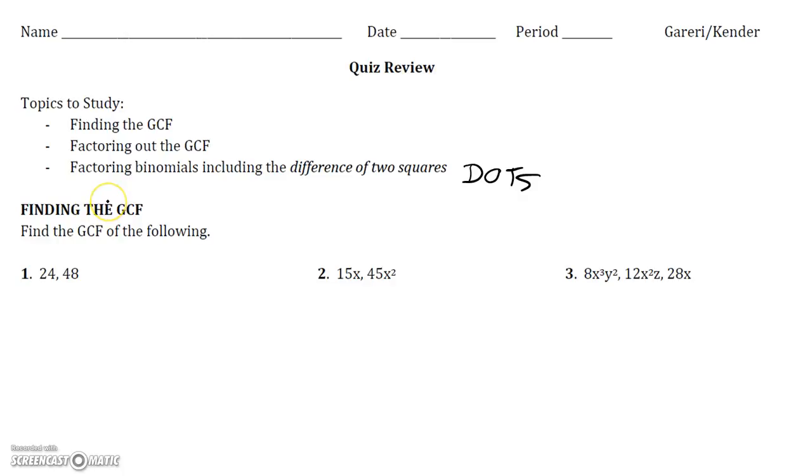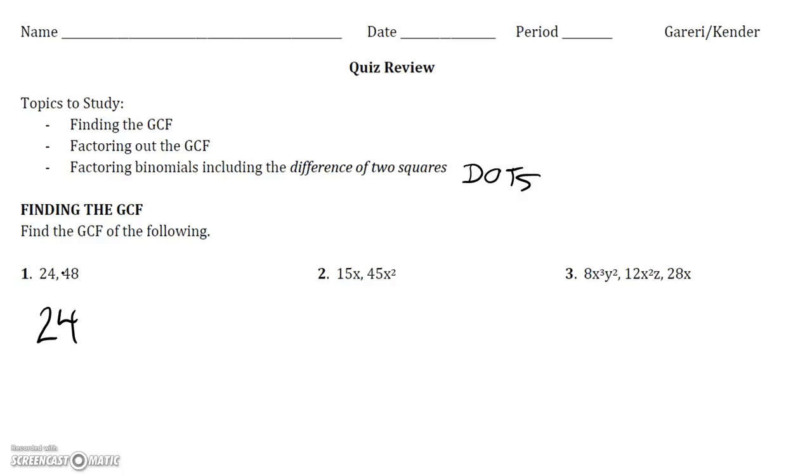So in the first section, it says to find the GCF of the following. You can absolutely make your factor trees for these if you need to, but just for time's sake, I'm just going to use my knowledge that the GCF of 24 and 48 is 24, because the greatest number that goes into both 24 and 48 is 24. So that's the answer. Moving on to number 2.